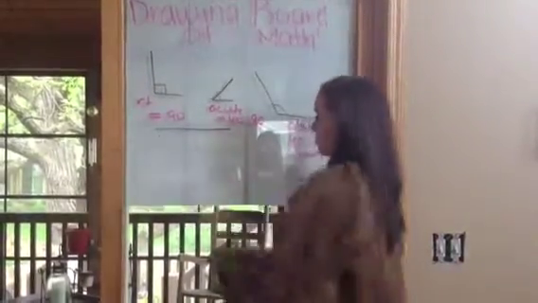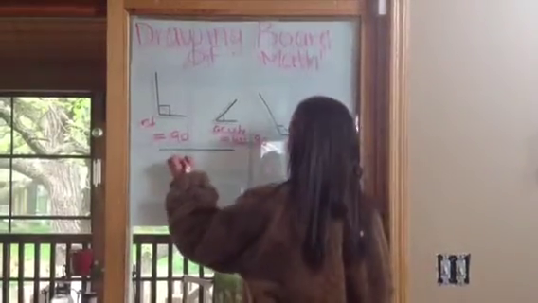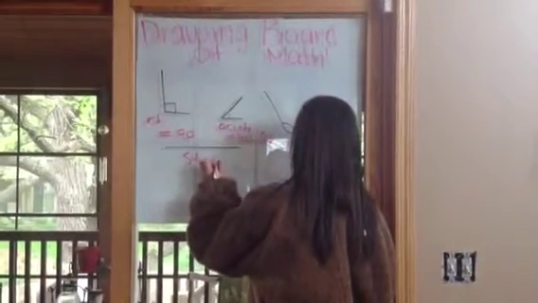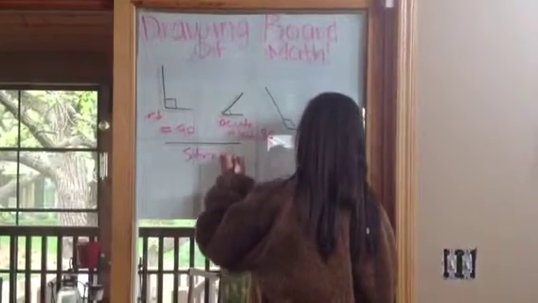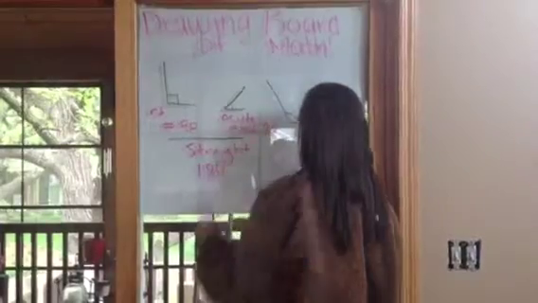Now this straight line has a degree measure of 180. So it's straight across, and this is called a straight angle. And this one always equals 180 degrees.